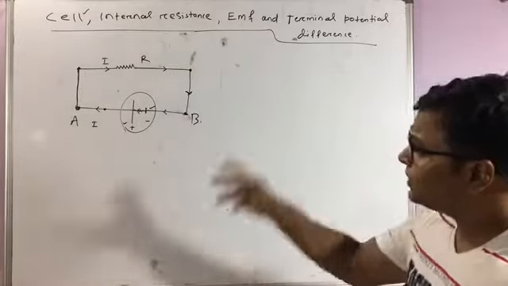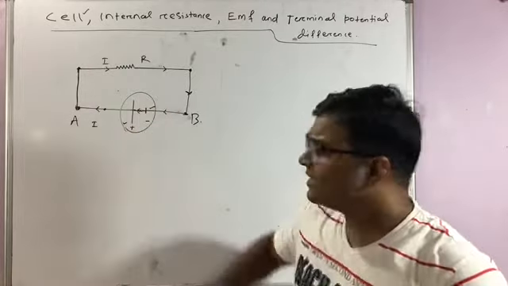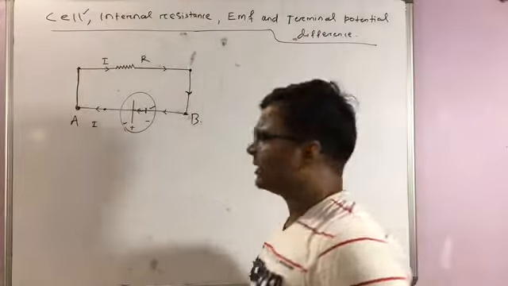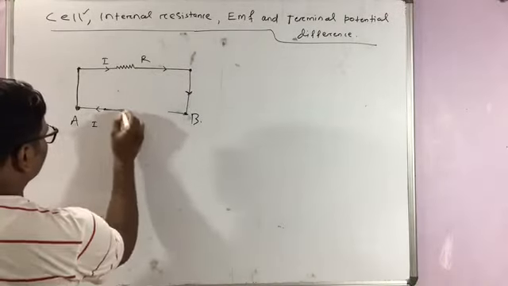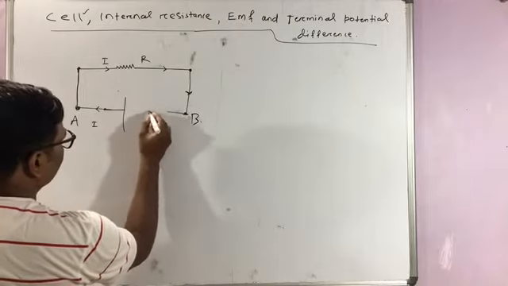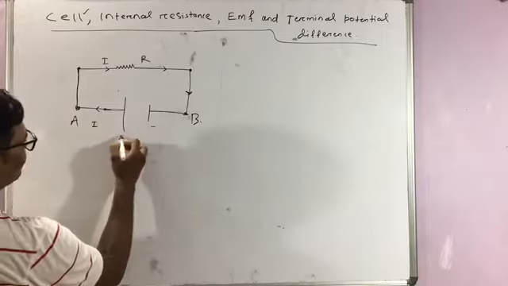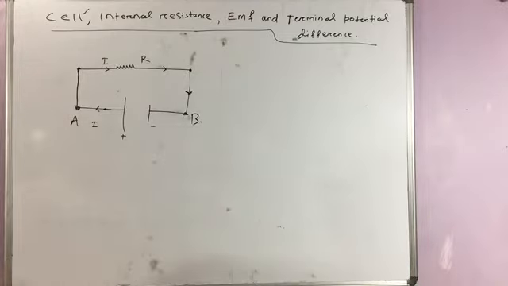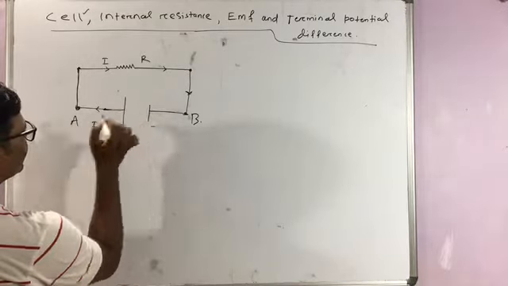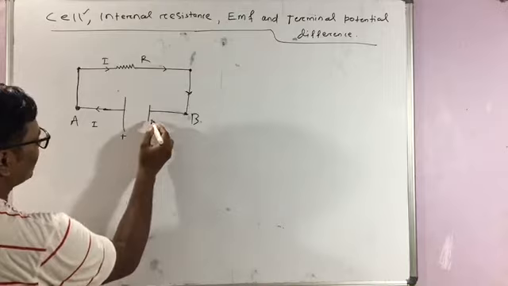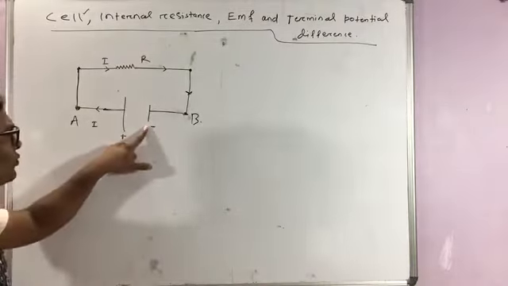To know the electromotive force, you must know the concept of how the cell maintains a constant potential difference in a circuit. So let us understand the concept. Suppose these are the two electrodes of a cell. The positive electrode has more positive charges. The negative electrode has an excess of negative charges, like electrons.